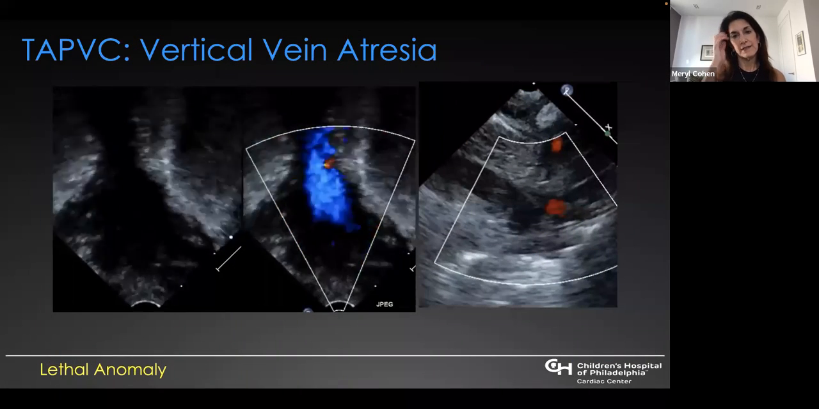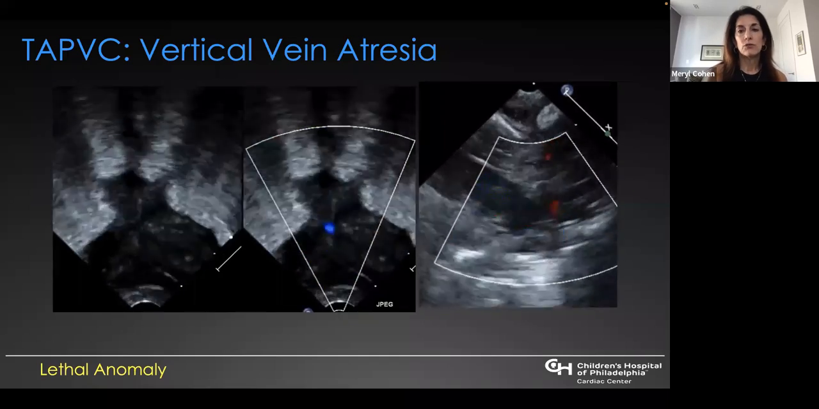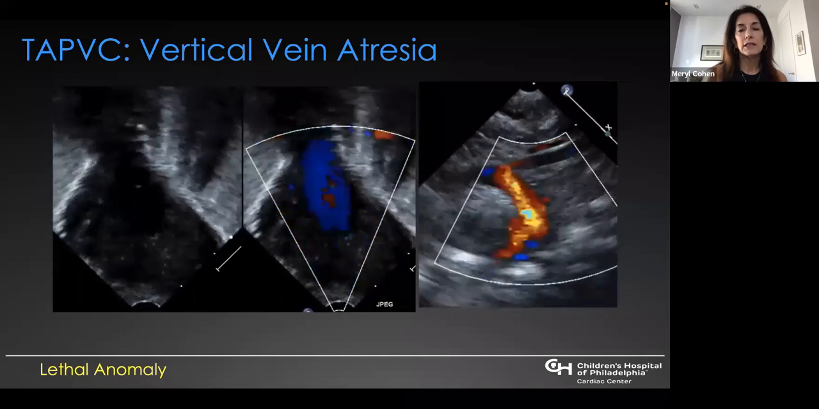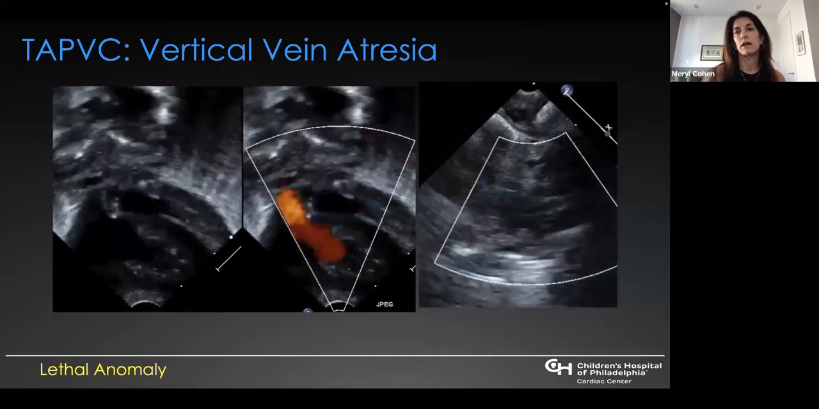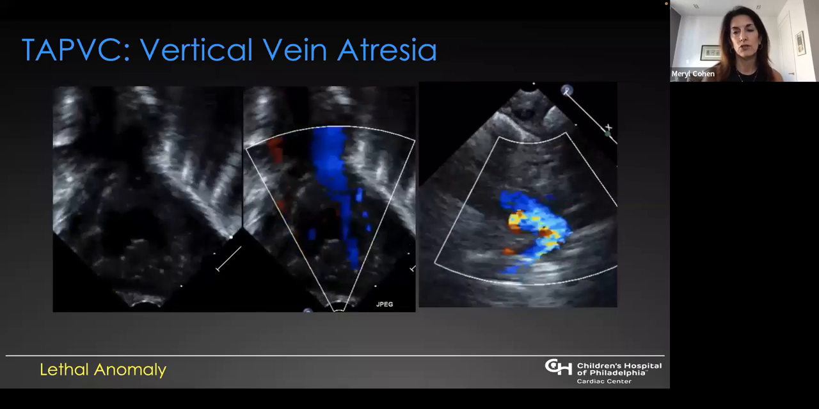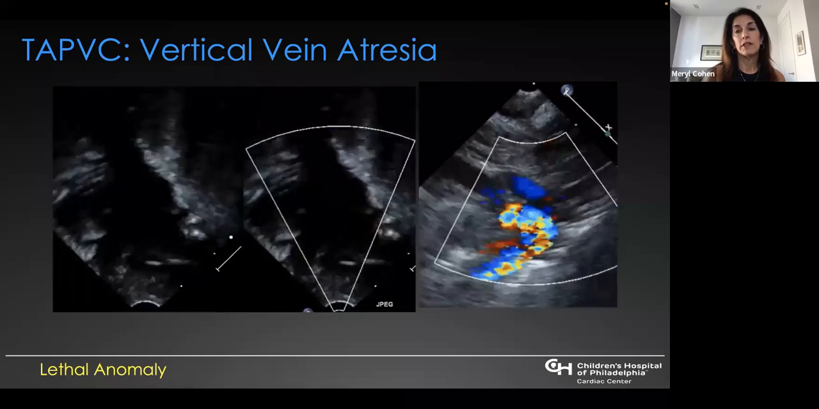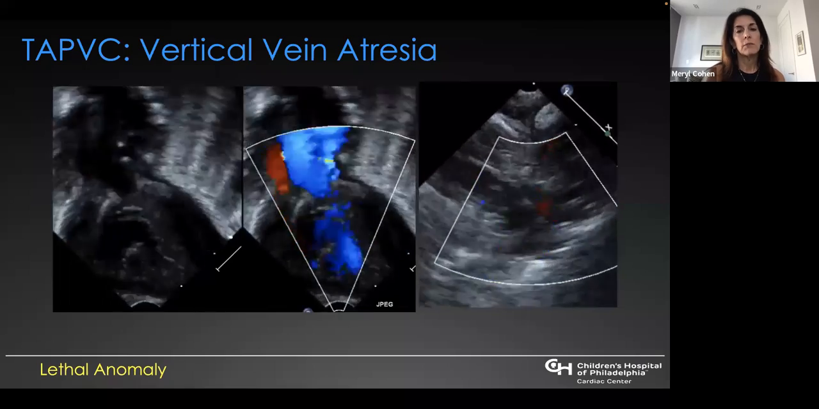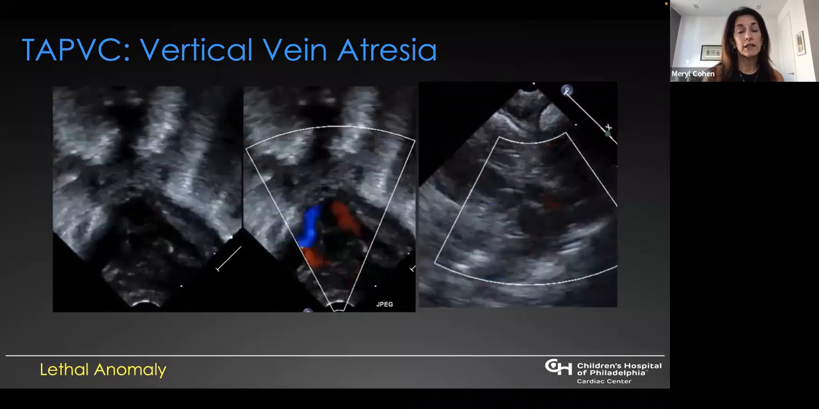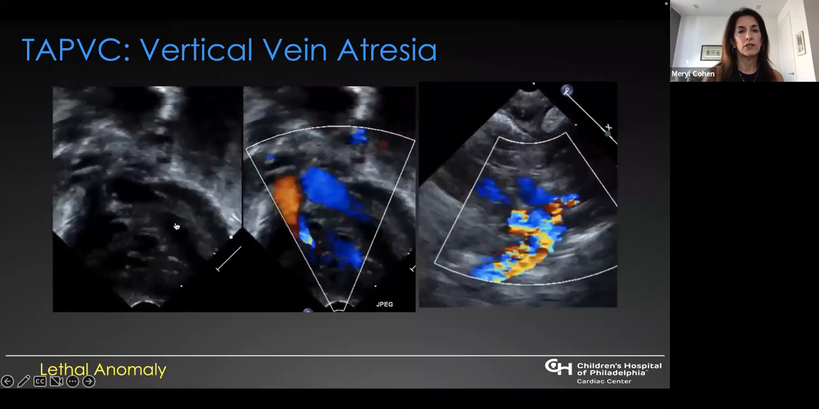I told you about this example of vertical vein atresia. These are typically patients who are born immediately severely cyanotic, and often this is not known, and they're transferred to a tertiary care facility with the notion that they may have severe primary pulmonary hypertension, but in fact they have this lethal anomaly, which is total anomalous pulmonary venous connection with vertical vein atresia.